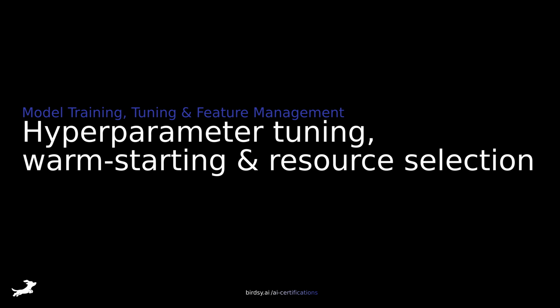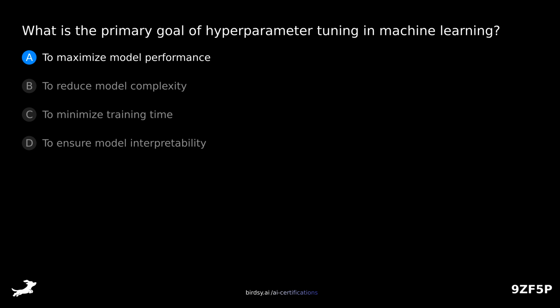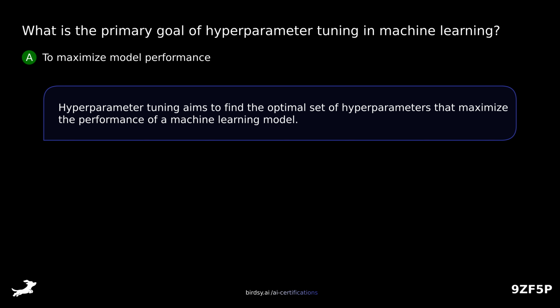Hyperparameter tuning, warm starting, and resource selection. What is the primary goal of hyperparameter tuning in machine learning? Is it A, to maximize model performance, B, to reduce model complexity, C, to minimize training time, or D, to ensure model interpretability? The answer is A, to maximize model performance. Hyperparameter tuning aims to find the optimal set of hyperparameters that maximize the performance of a machine learning model.